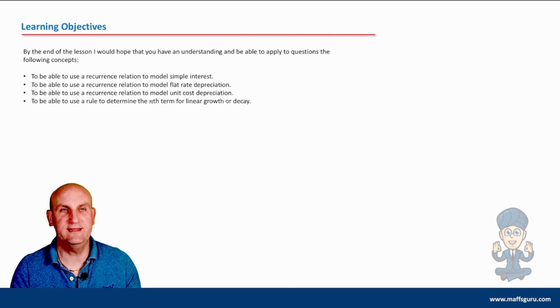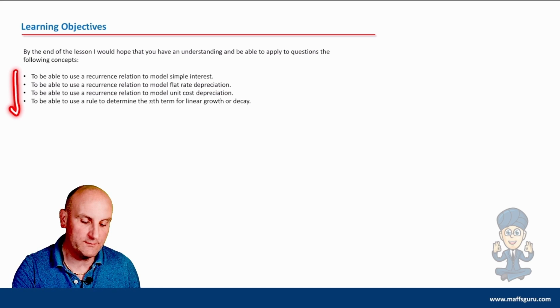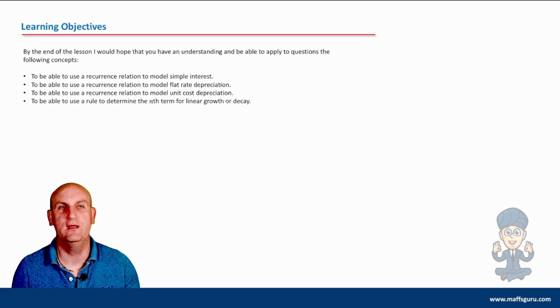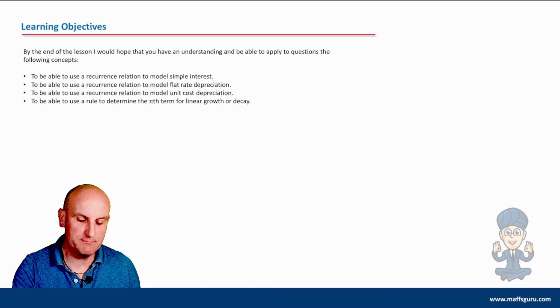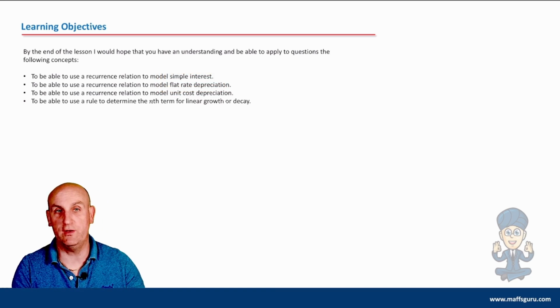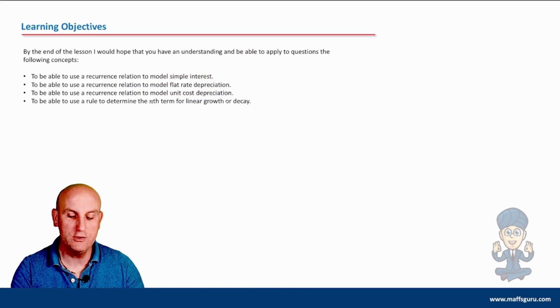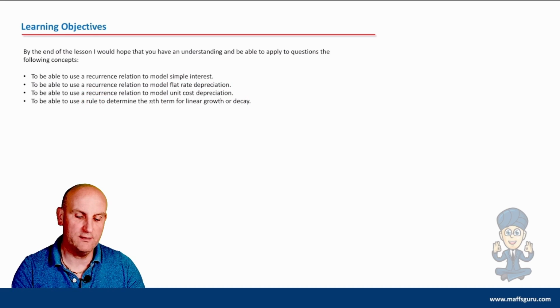Now, what we're going to do by the end of this lesson, as I say every single time, is run through what hopefully by the end we need to know. We're going to be able to use a recurrence relation to model simple interest. Now, that might be a new thing this year for you guys to ever have heard about. Flat rate depreciation, that's certainly going to be new. Unit cost depreciation, and to understand how to use a rule for the nth term for linear growth or decay.